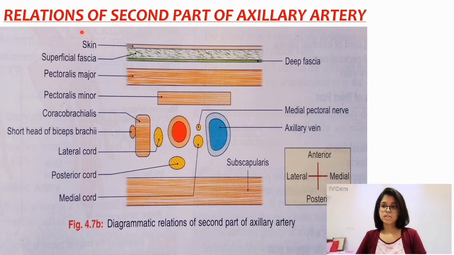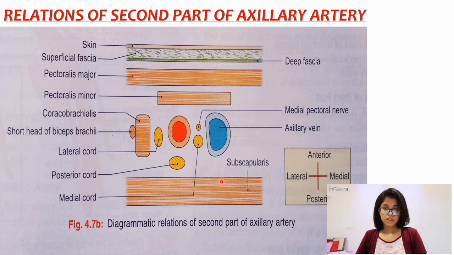Going to the relations of the second part of axillary artery, anterior relations are similar, including skin, superficial fascia, deep fascia, pectoralis major muscle, and here comes the pectoralis minor also, because we know that this muscle, pectoralis minor, divides the artery in three parts and itself covers the second part of this artery.